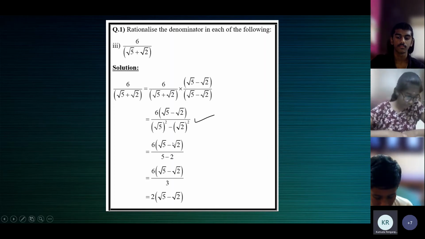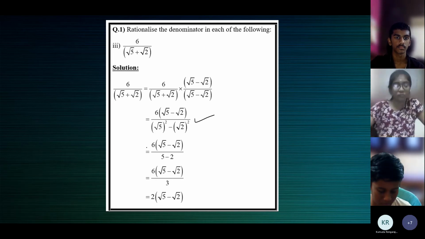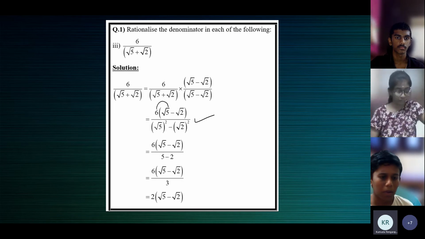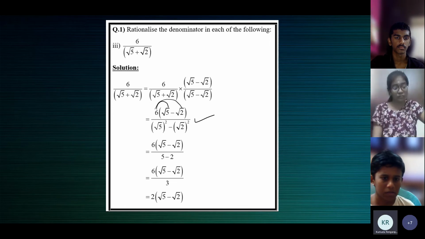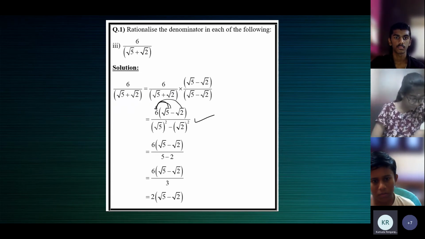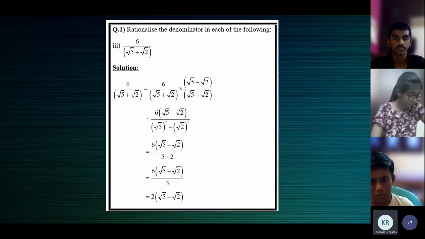Next, what you must remember is don't multiply in the numerator. Actually, in the next step you would have thought I should multiply 6 into root 5 and 6 into root 2. When you have a 6 outside here, the next step is to multiply 6 root 5, 6 root 2. But don't do that here. Why? We'll just wait for the denominator to happen. Once we get the denominator, we'll see if we can simplify the denominator and 6. So don't multiply.